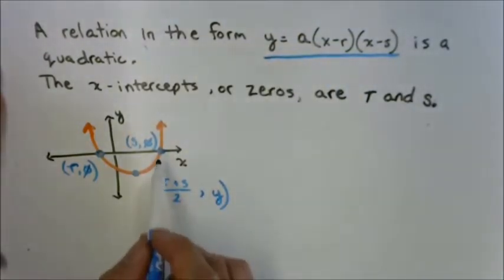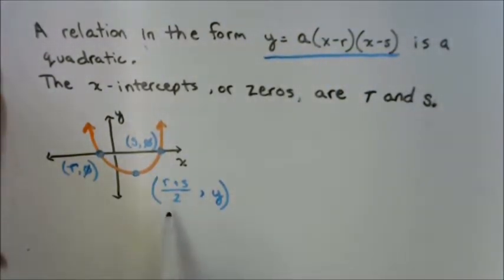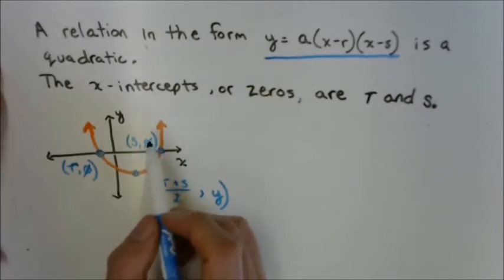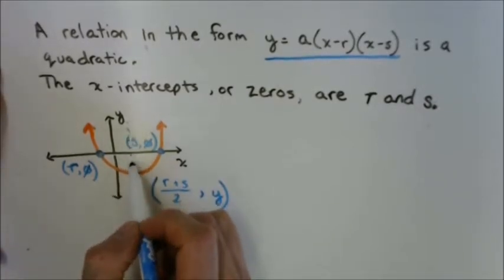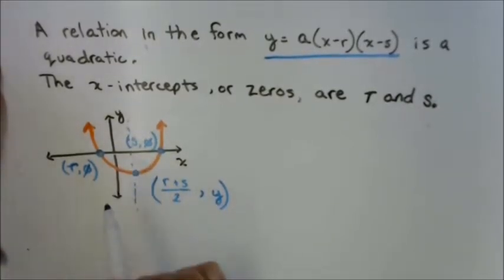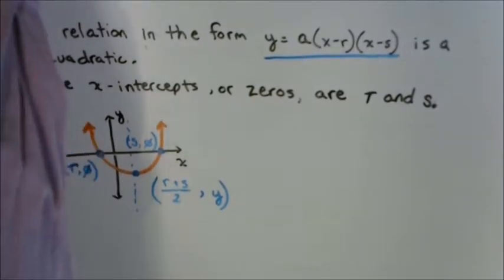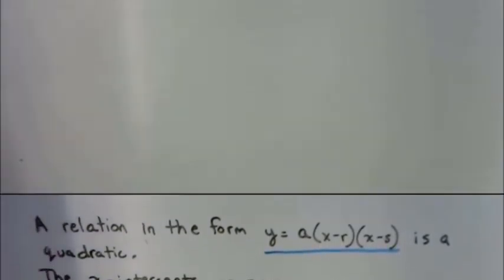And then you would have the two x-intercepts. You would also have the vertex. And you could also find the axis of symmetry, which goes right through the x-coordinate of the vertex. Okay? Well, let's go ahead and use this information. In example 1, it says, describe the graph of the quadratic relation given, and then sketch the graph. Label the x-intercepts, the vertex, and the axis of symmetry.